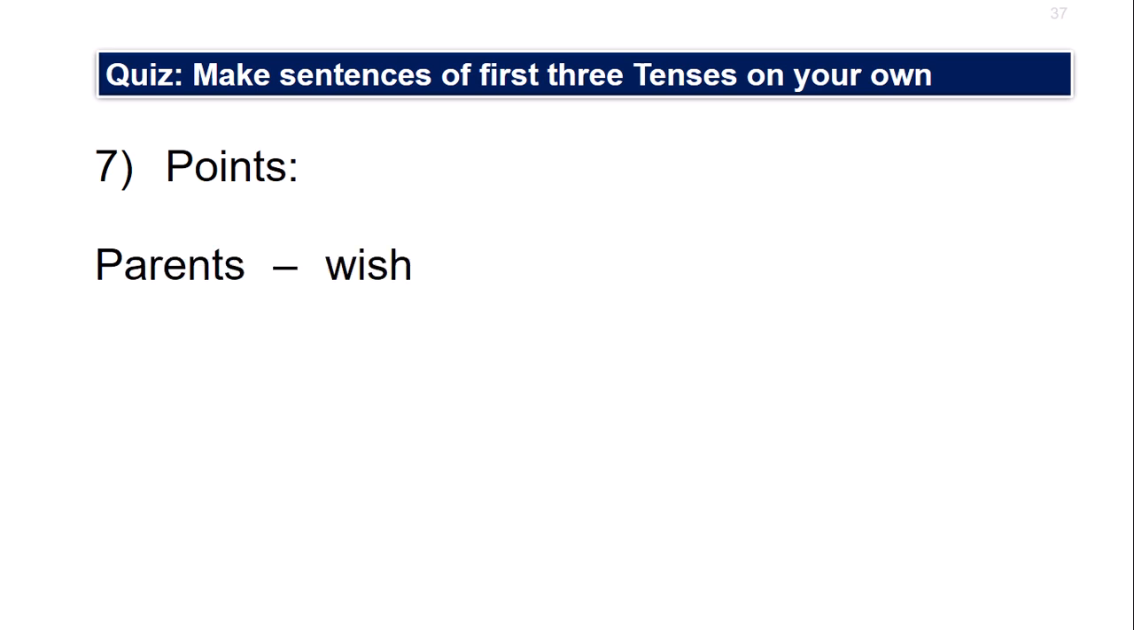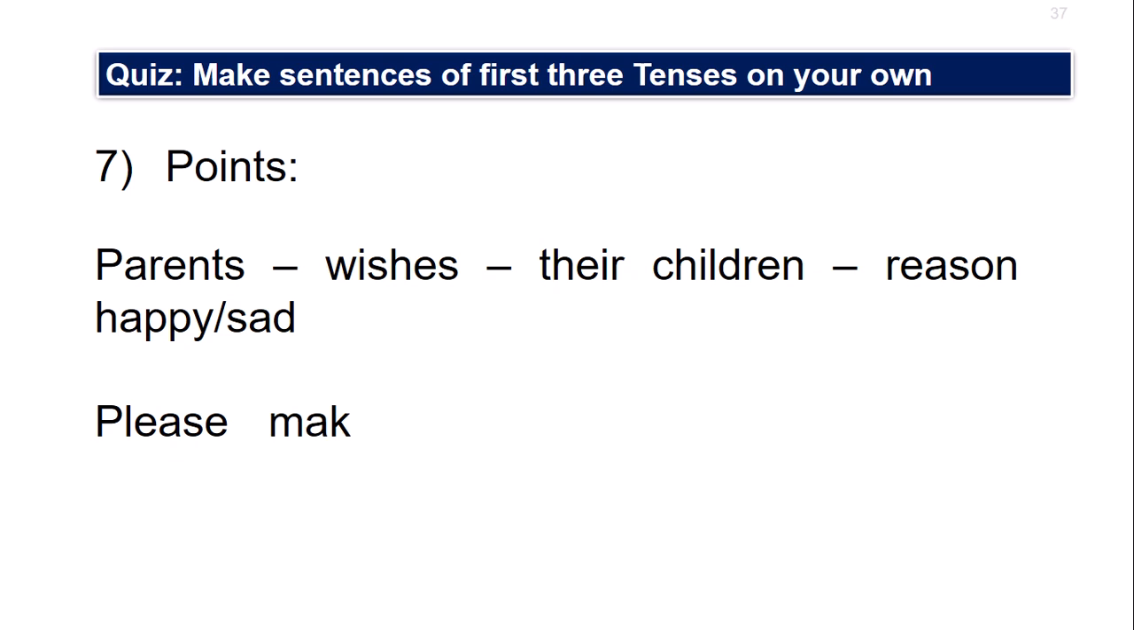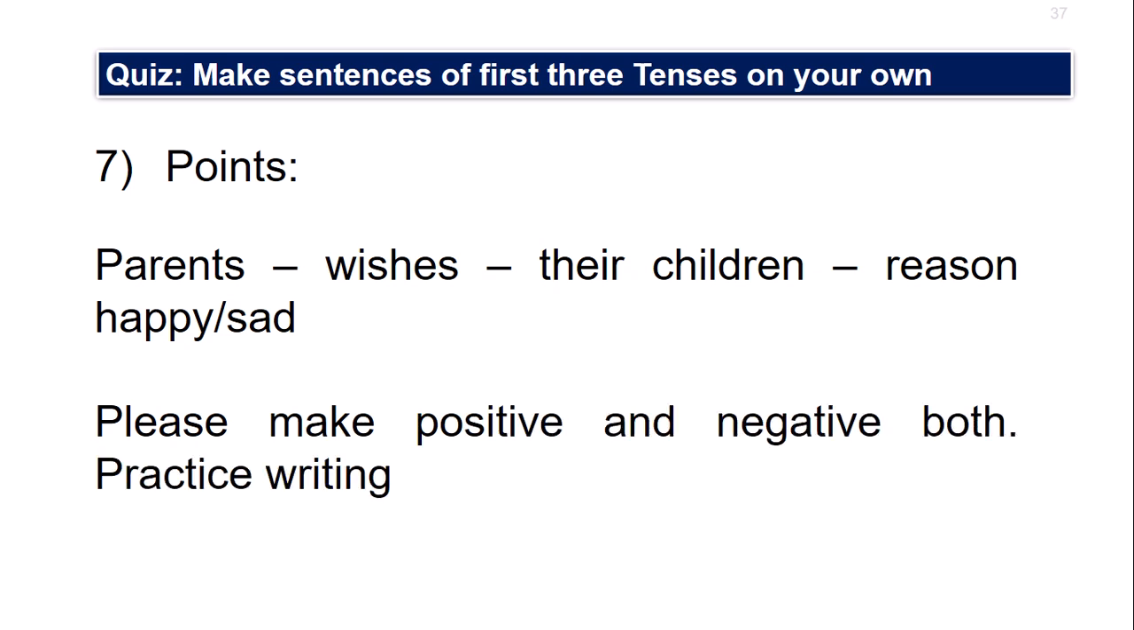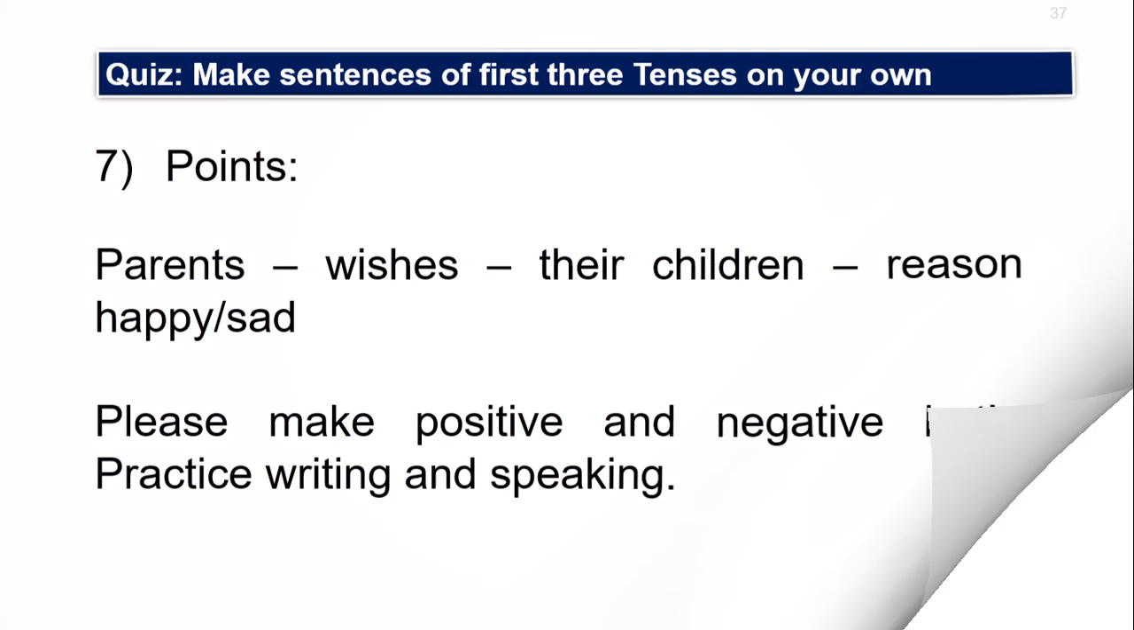The points for the seventh sentence: parents, their wishes based on their children, a reason for happiness or sadness. You can make sentences, right, considering the family background as well. So parents, they wish a lot, and here are the points. You can pause the video.